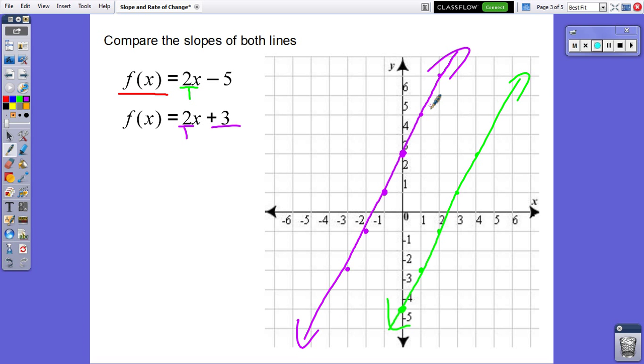So if we look at these two lines, you'll notice that they are parallel. So that's because of this right here. They have the same slope. The slope is 2 over 1 for both of those lines. So parallel lines have the exact same slope.